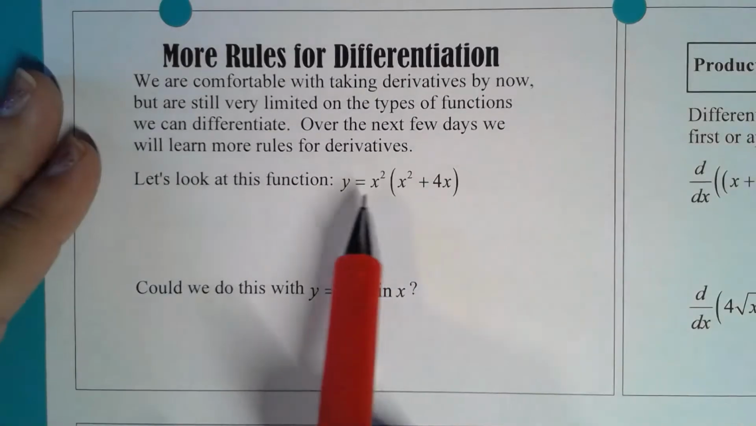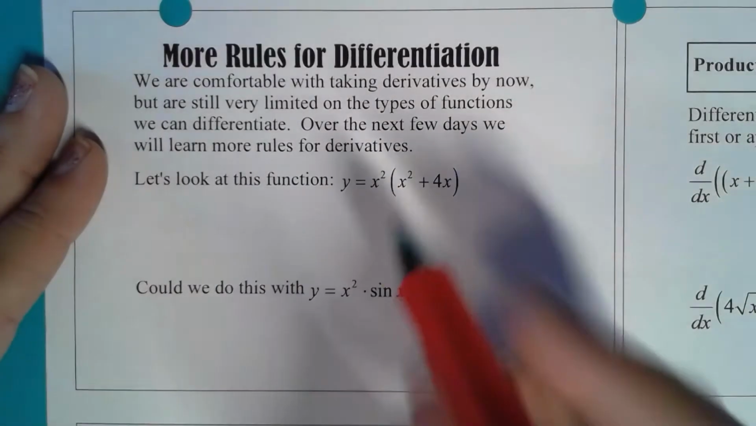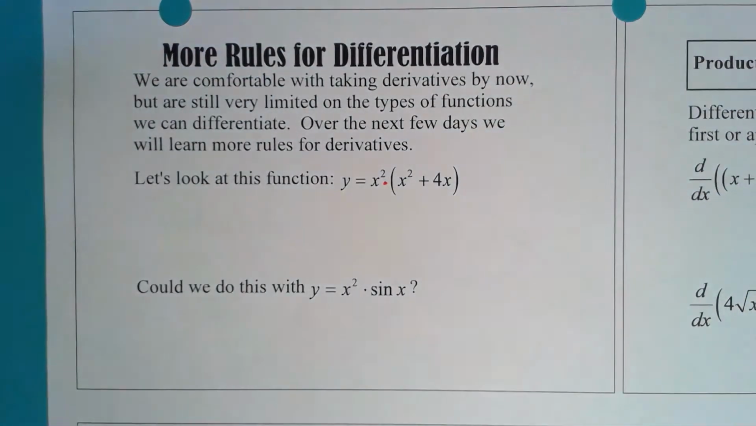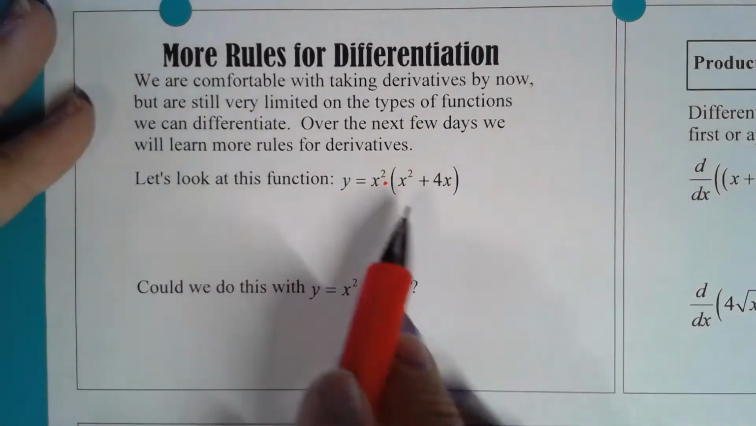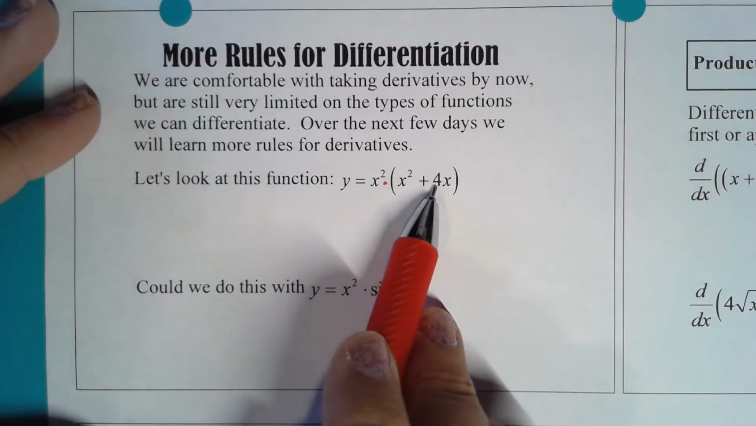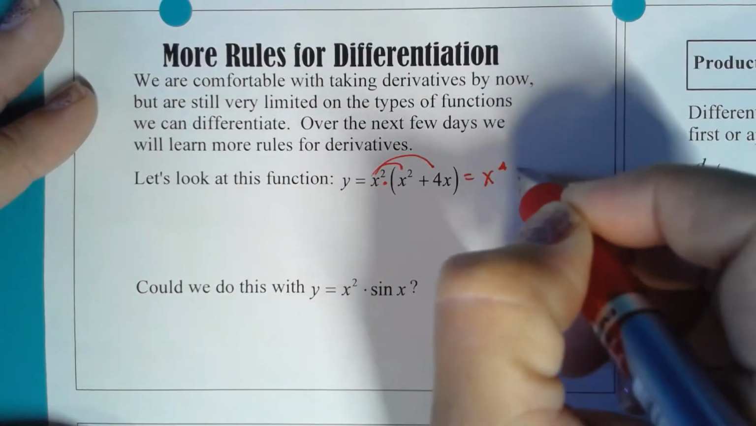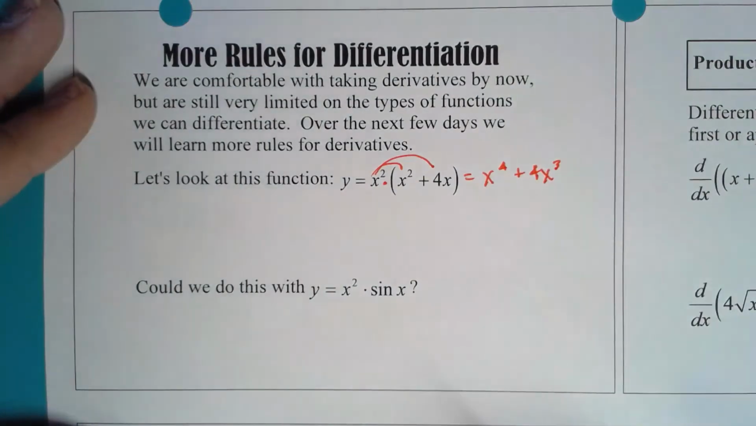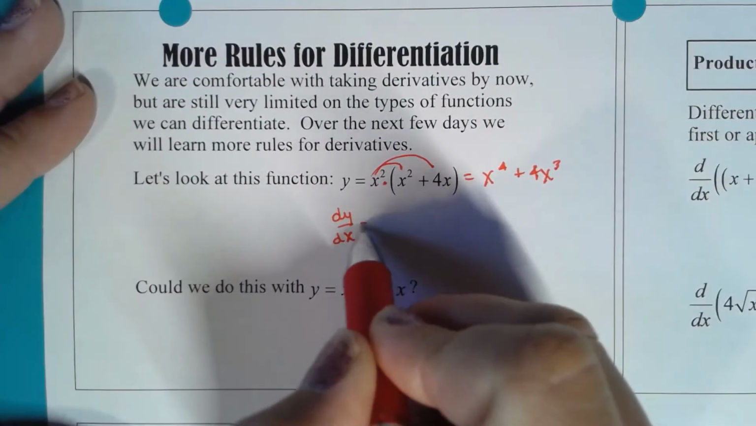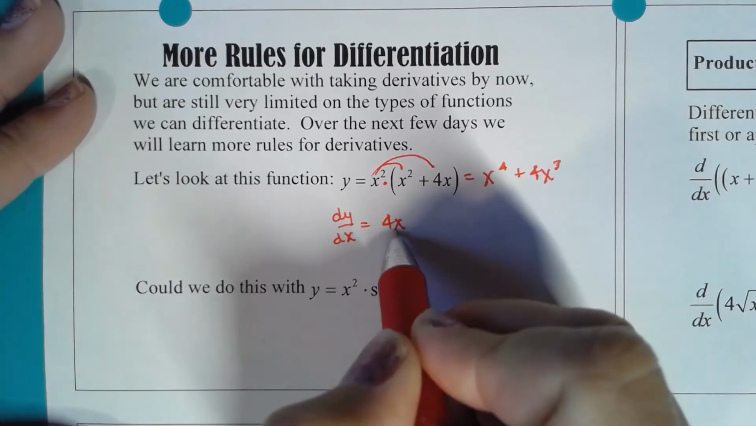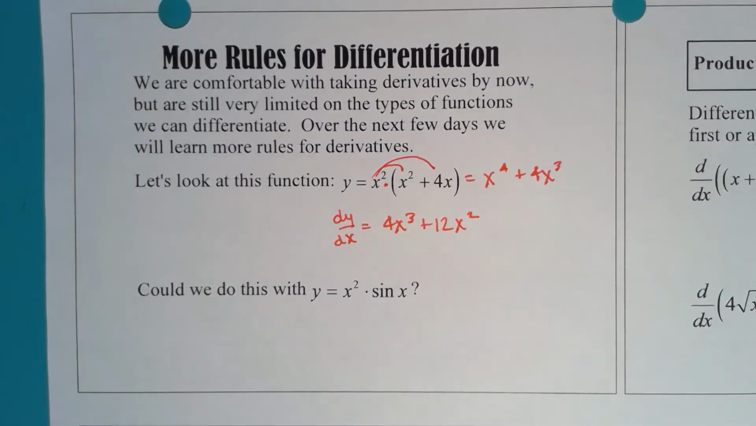It says, let's look at this function, y equals x squared times the quantity x squared plus 4x. Do we know how to differentiate this? And to be honest, as it sits right now, no, we have not talked about how to deal with products. However, we could distribute that x squared and call it x to the fourth plus 4x cubed. So now we could take the derivative to get 4x cubed. So we can eliminate that product and take the derivative with the power rule.